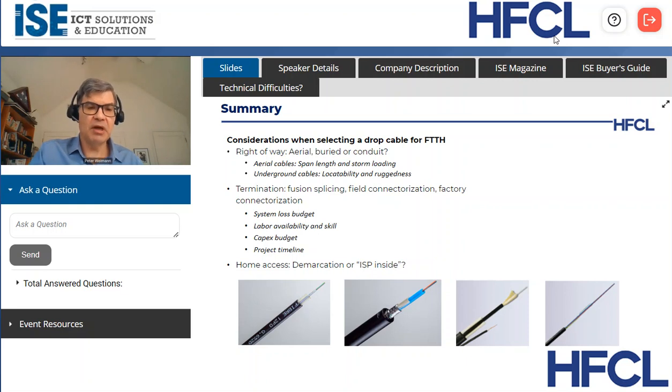Termination, the options include fusion splicing, field connectorization, and factory connectorization. You need to think about your system loss budget, what labor is available and what their skill level is, what your CapEx budget is, and what the project timeline is. Do you need to be fast or do you need to minimize costs? Those can be a trade-off. And then the final thing to consider is how do you actually get inside the home with the cable? Do you use a demarcation box and transition to an outdoor-indoor cable, or do you use a cable that has the inside plant cable inside?